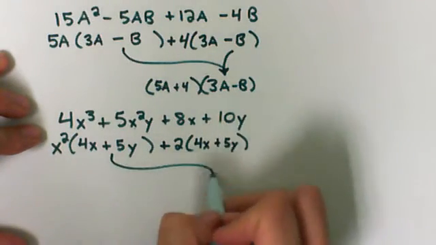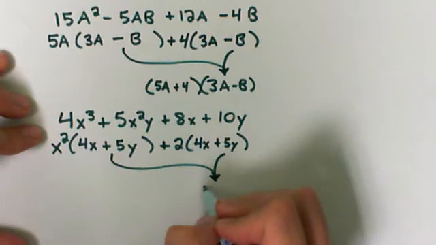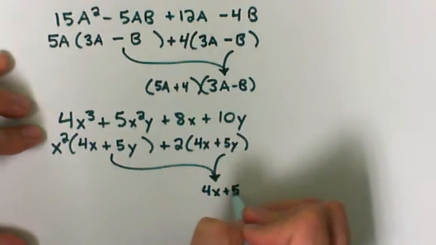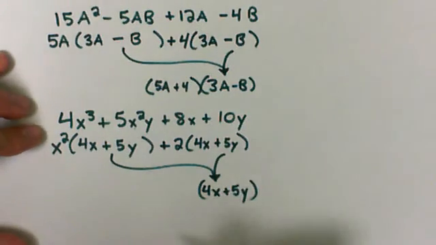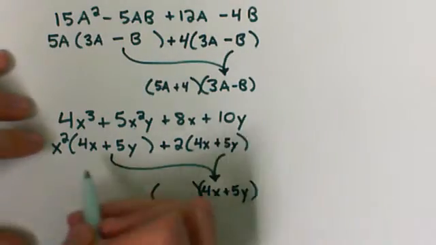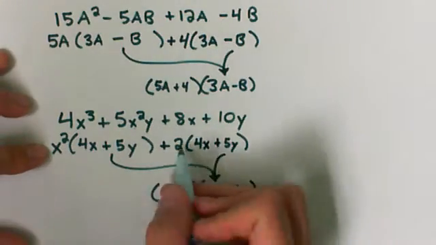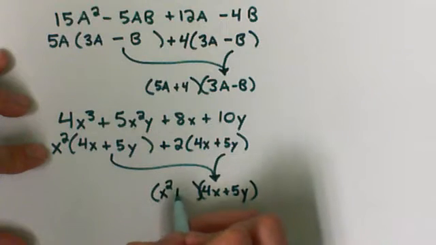So again, I'd like these two to be the same, and if they are the same, I'm going to rewrite 4x plus 5y in one parentheses. And the other binomial is going to be the two front pieces, the x squared and the plus 2. X squared plus 2.